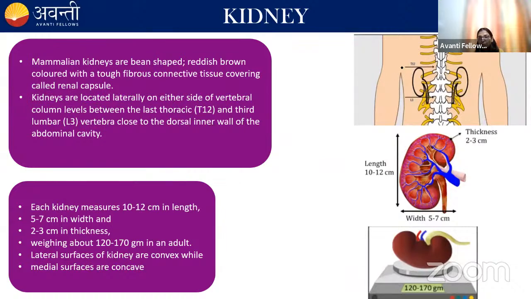Position of the kidney: the kidney is present between the last thoracic and the third lumbar vertebra. Length of the kidney is 10 to 12 centimeter, width is 5 to 7 centimeter, and thickness is 2 to 3 centimeter. Weight of the kidney is 120 to 170 gram.